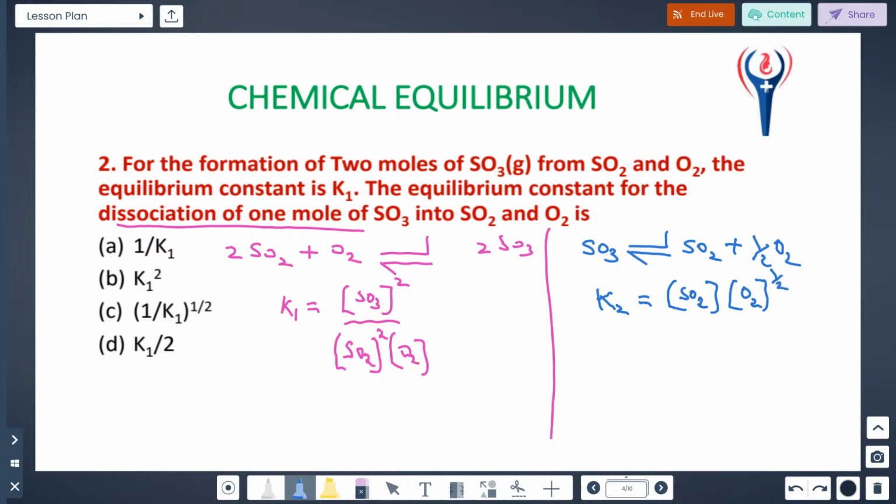1 by 2 by concentration of SO3. Understood? So first you write the equilibrium constant value. Then you have to compare. Suppose here they are asking the equilibrium constant for the dissociation of 1 mole of SO3 into SO2 and O2.